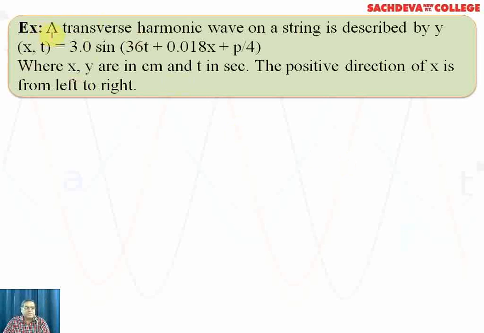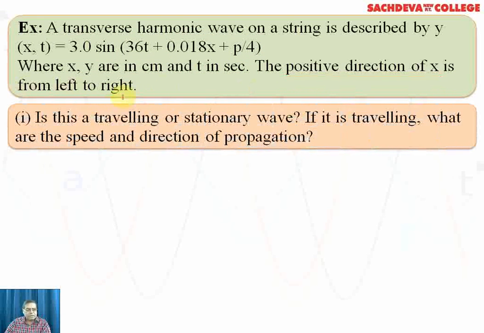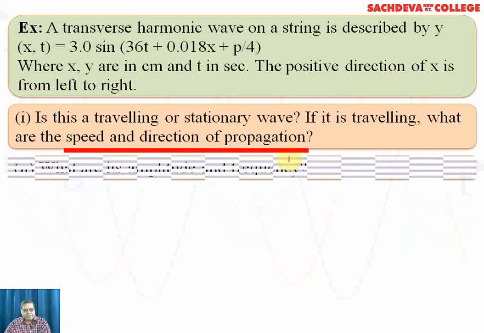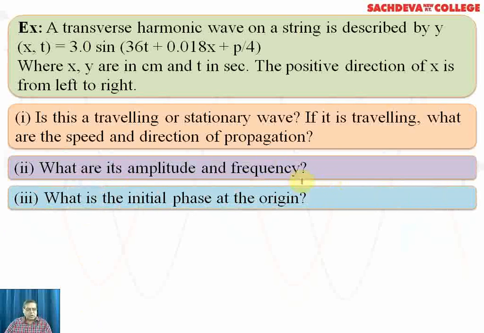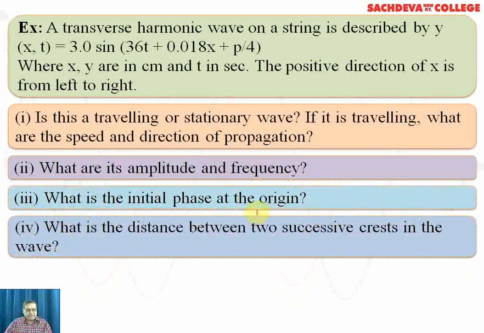Now our next question is, a transverse harmonic wave on a string is determined by y(x,t) = 3 sin(36t + 0.018x + π/4), where x and y are in centimeters, t in seconds, and the positive direction of the x-axis is from left to right. Now, is this a traveling or a stationary wave? If it is traveling, what are the speed and direction of the propagating wave? What are the amplitude and frequency? Also, we will find the initial phase and the distance between two successive crests of the wave, that is called the wavelength.